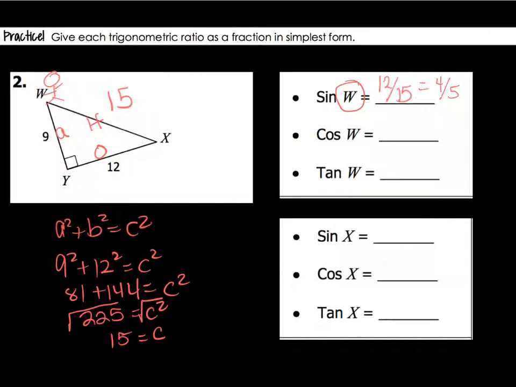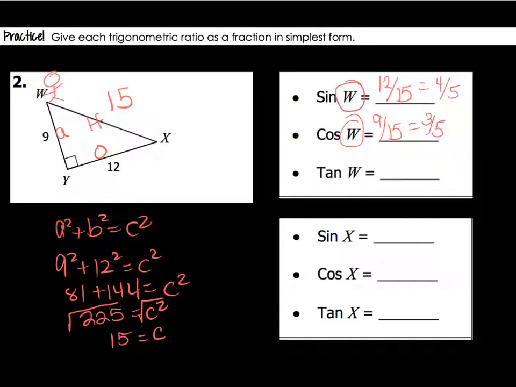When I simplify that, it reduces to 4/5. Next, cosine of W. Cosine is adjacent over hypotenuse, so that's 9 over 15. Simplified, that's 3/5. Tan of W, SOHCAHTOA, so that is opposite over adjacent, so that's 12 over 9.